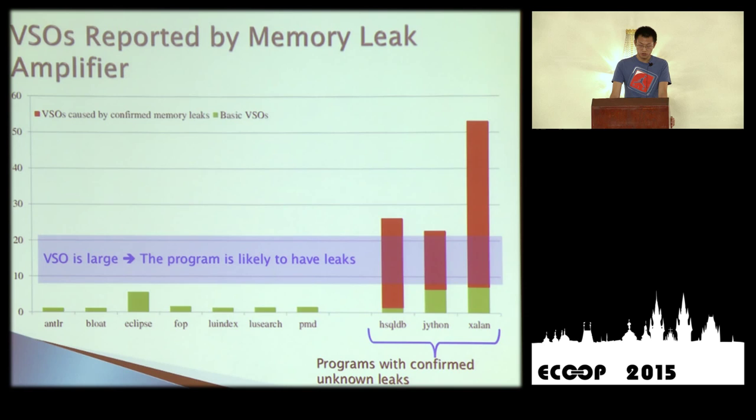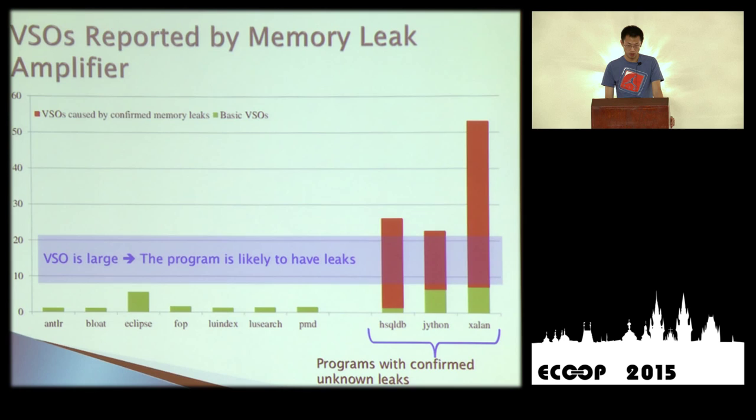This is the virtual space overhead reported by our memory leak amplifier. The x-axis is the program name, and the y-axis is the value of virtual space overhead. From this figure, we can see that most of the programs have very small virtual space overhead, but there are three exceptions. And we suspect that we may have performance problems, which are memory leaks, in those three programs.